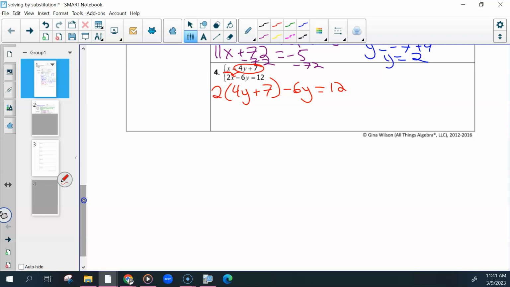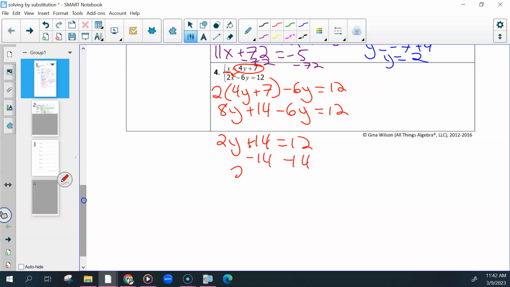So the biggest thing about these is making sure that you solve for the right variable and put it in for the right variable. If you put it in for the wrong variable, you'll end up with 2 variables still, and that's not what you should have. So 8y plus 14 minus 6y equals 12. Combine your like terms. Get rid of 14 by subtracting it to the other side. And then divide both sides by 2.